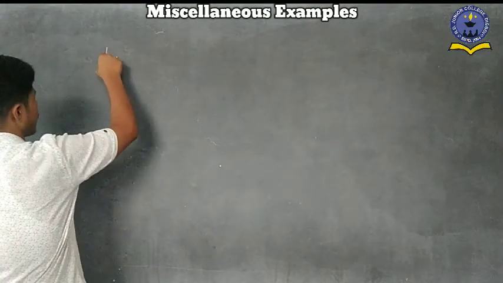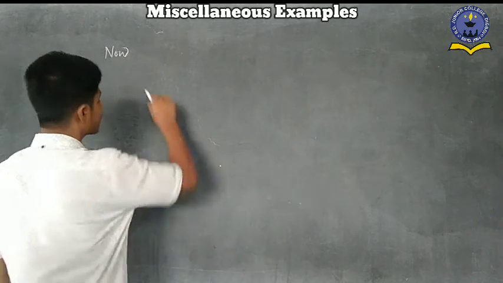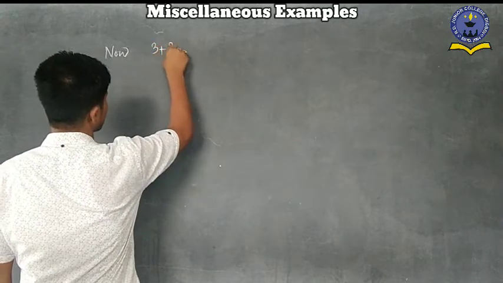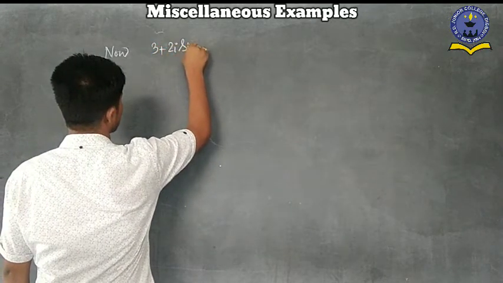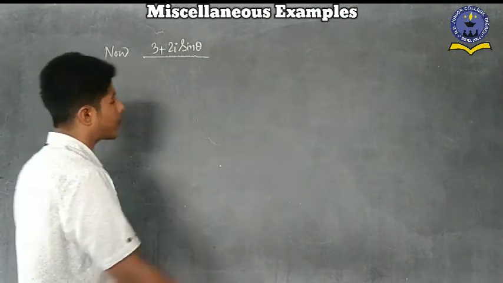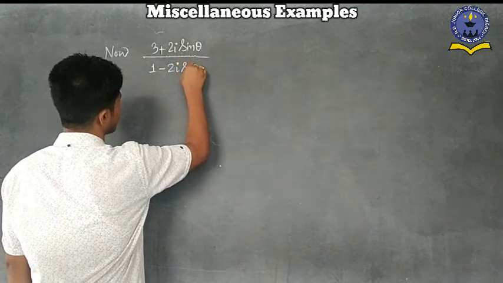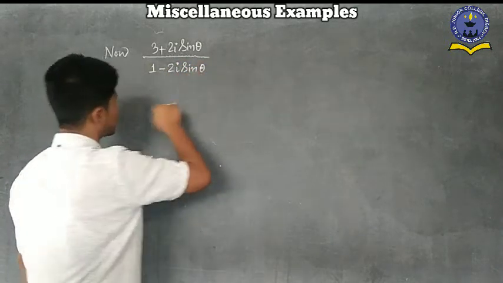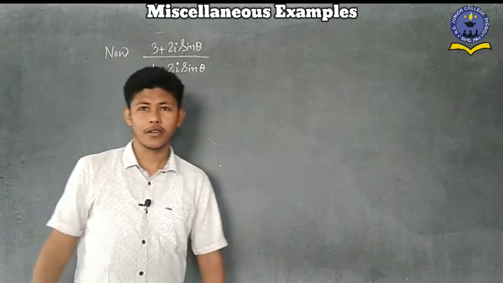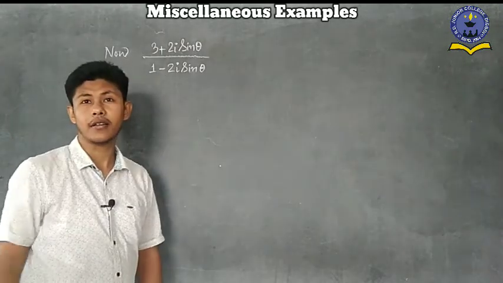Now let's write what is given. The question is 3 plus 2i sin theta divided by 1 minus 2i sin theta. This one is the question, isn't it? 3 plus 2i sin theta divided by 1 minus 2i sin theta.